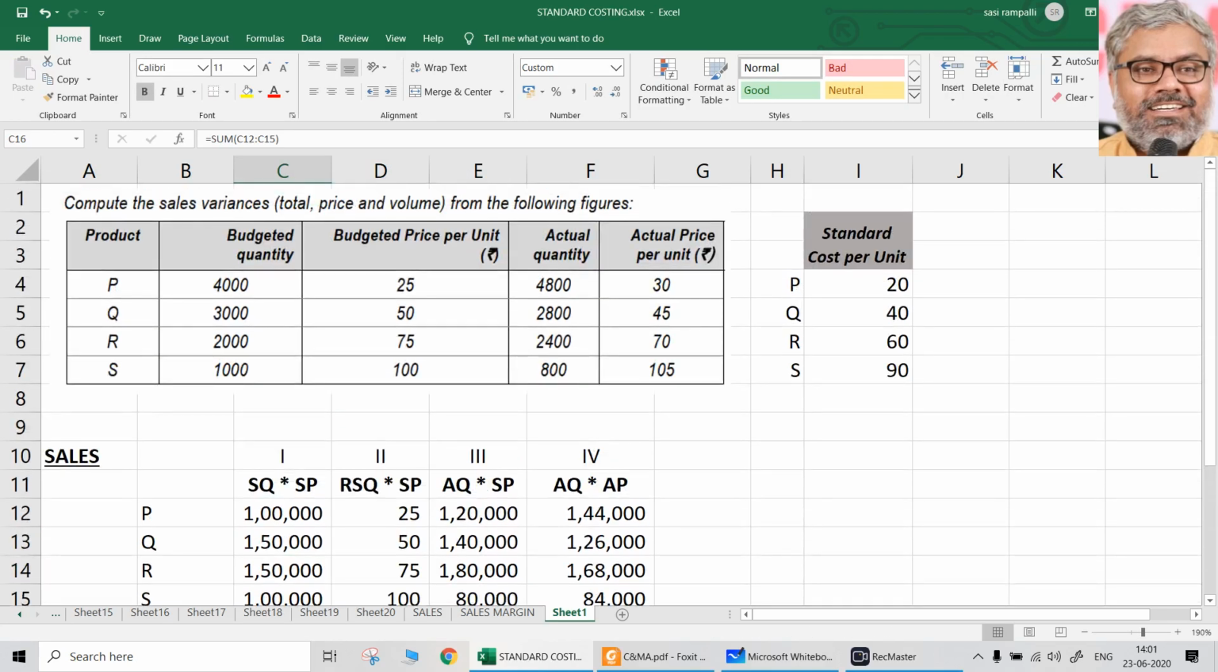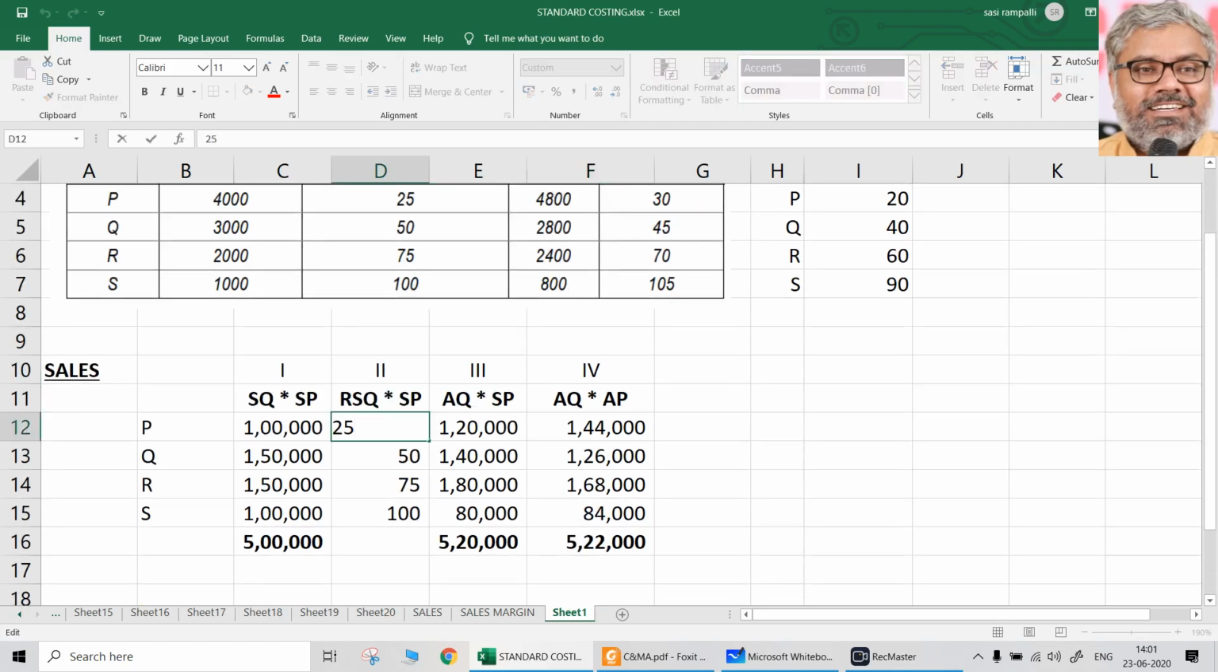Then RSQ is one thing we have to definitely calculate. What is RSQ? That is SQ multiplied with the total of actual quantity divided by total of standard quantity or budgeted quantity. So what is the total of actual quantity? First you find that 4,800 plus 2,800 plus 2,400 plus 800. That comes to 10,800. 10,800 is the total of actual quantity. And how much is the budgeted quantity? 10,000.